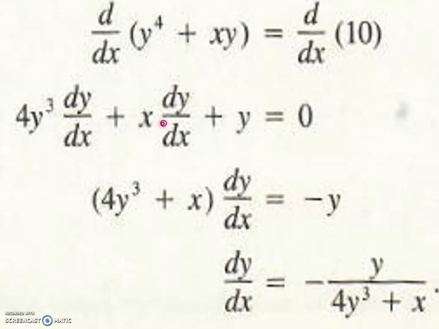The derivative of x into y is x derivative of y plus y derivative of x. The u into v rule we have to apply. What is the u into v rule? It is u derivative of v plus v derivative of u. That's why this expansion is possible. That is, the product rule is applied. Now the equating part starts. We take dy by dx common. What remains? 4y cube plus x is equal to minus y. Now dy by dx is equal to minus y upon 4y cube plus x.